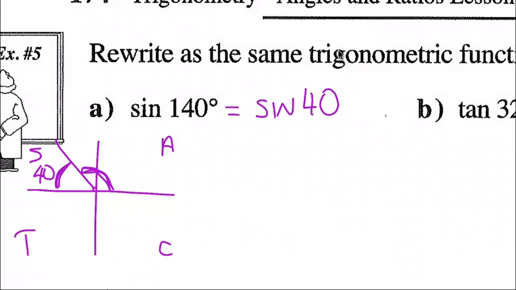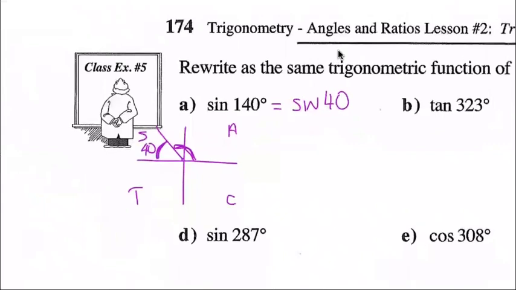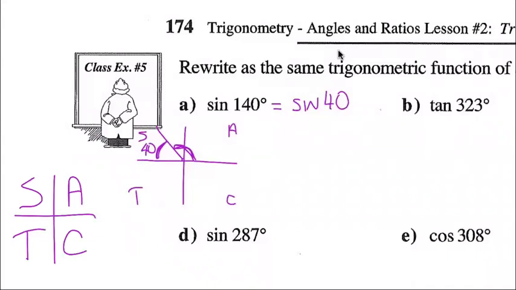Sometimes it helps if you just sketch this grid somewhere and just keep referring to it, CAST. Okay, just like SOHCAHTOA.